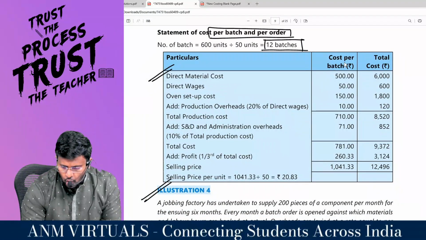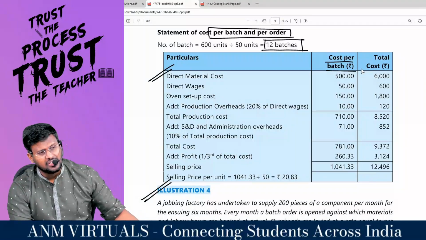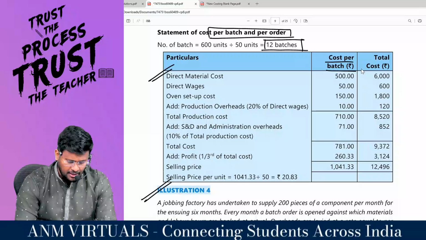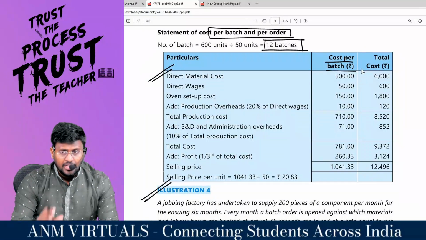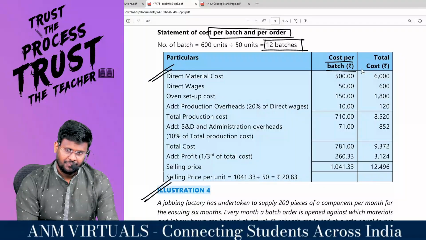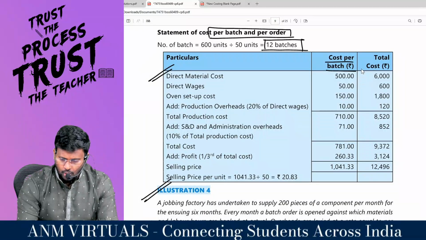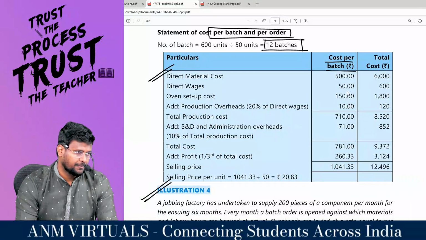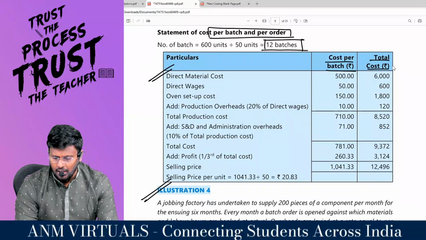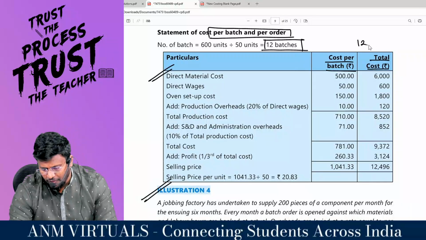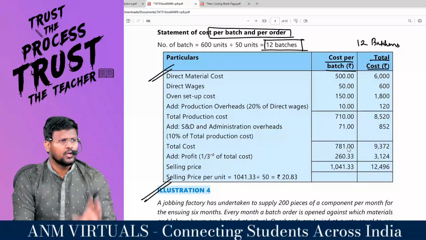Direct material cost per unit or per batch? Per batch. In per batch, how many muffins are there? So calculator, 500 divided by 50 means every muffin needs 10 rupees. If I am writing 10, it is unit costing. If I am writing the cost for a batch, then it is batch costing. So cost per batch is 500, for 12 batches. That's the only difference between unit costing and batch costing.